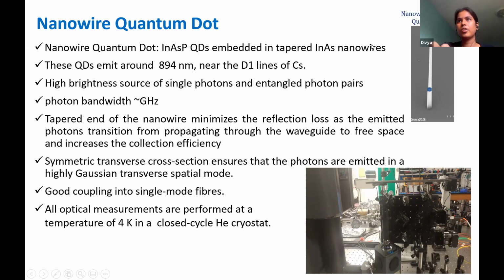And the tapering end of the nanowire gives us a Gaussian profile and also increases the collection efficiency, because it minimizes the reflection loss at the tip, and provides a clean Gaussian transverse spatial mode. It also helps with coupling to single mode fiber. These measurements are all done in a cryostat, which is cooled to a temperature of 4 Kelvin. With a confocal microscopy setup, you collect the light from this quantum dot, which is inside the cryostat, and then you couple it to the atomic system.